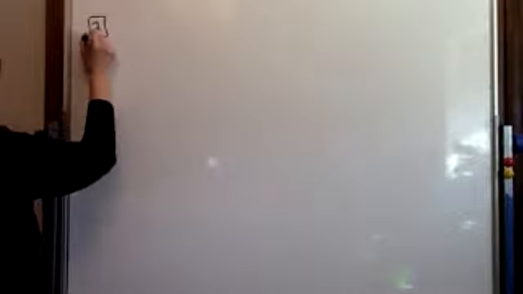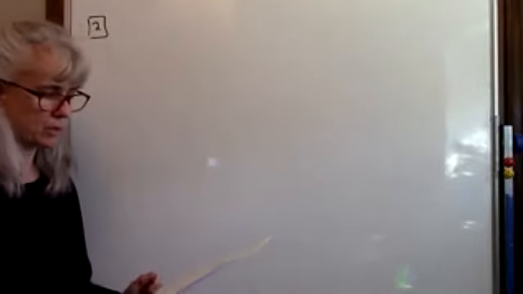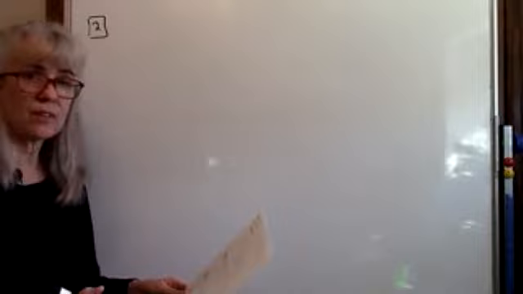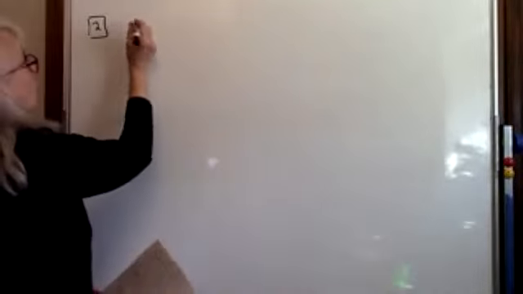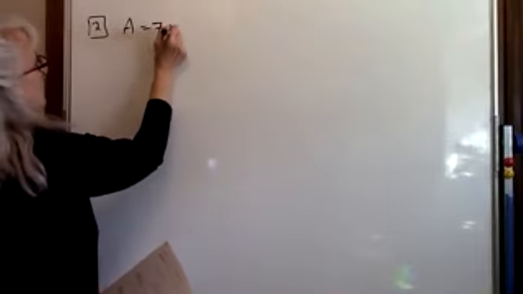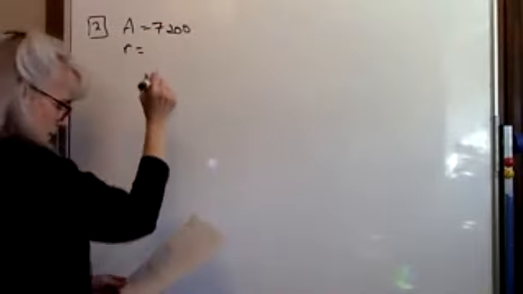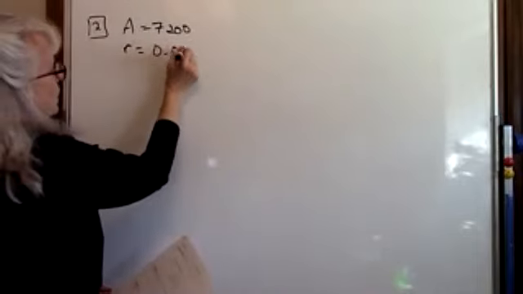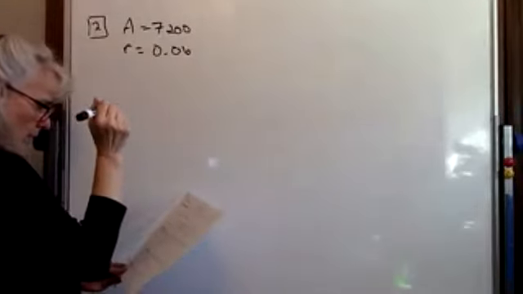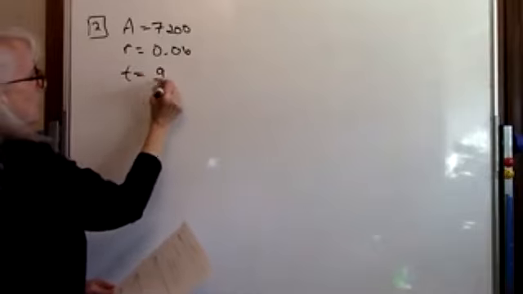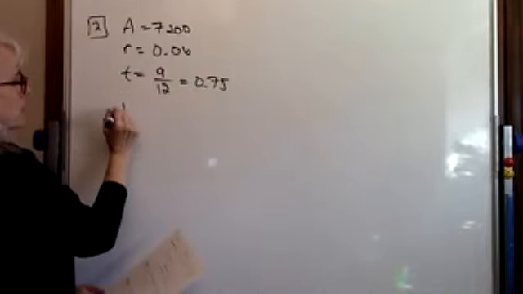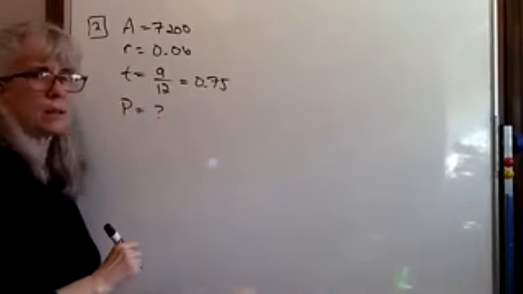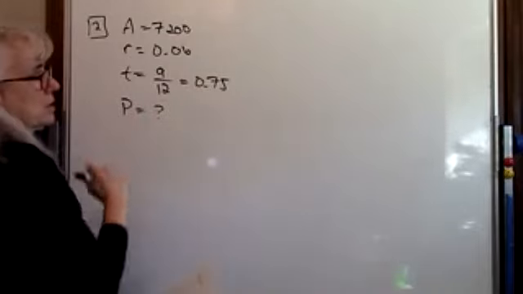So example 2, a bank deposit paying simple interest at the rate of 6% per year grew to a sum of $7,200 in 9 months. Find the principal. So we know that the amount at the end of the time was $7,200. The rate of interest was 6% per year, so 0.06. And that was in 9 months, so T would be 9 over 12, which is 0.75 of a year. We're trying to find P, how much we deposited in the beginning in order to have 7,200 after the 9 months.